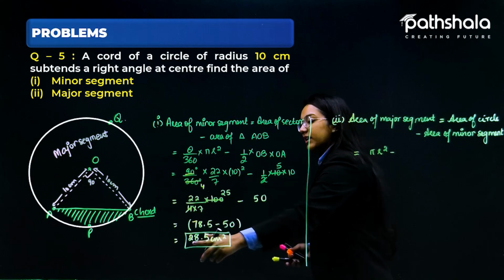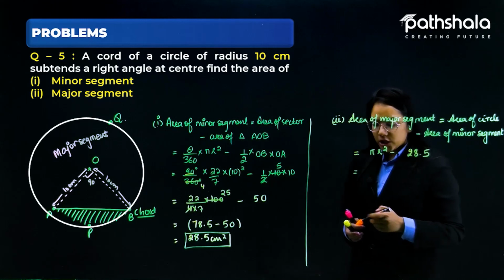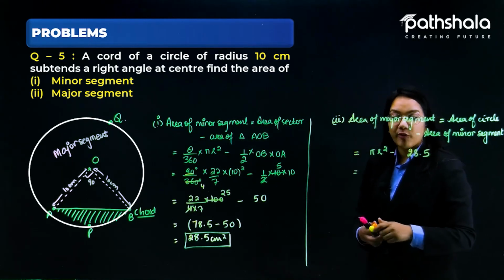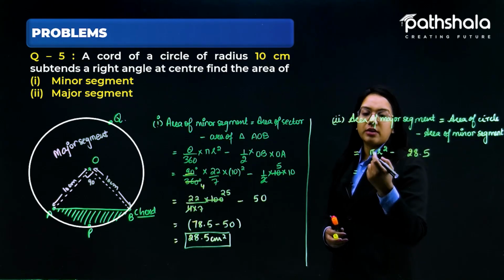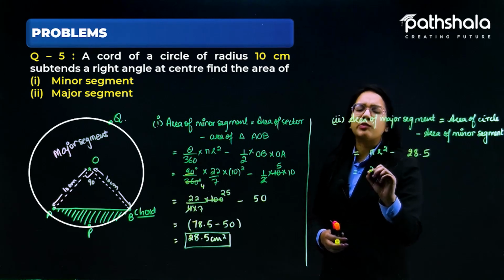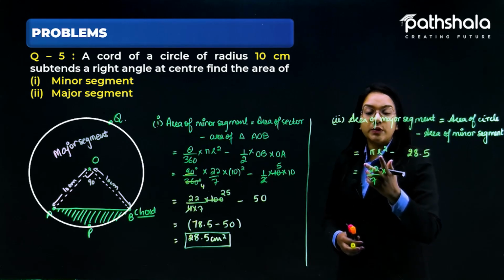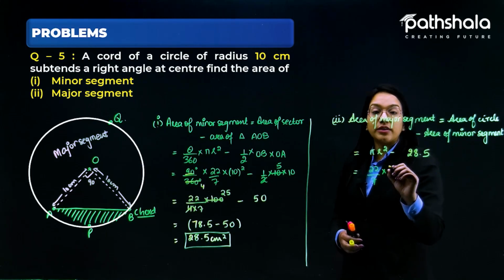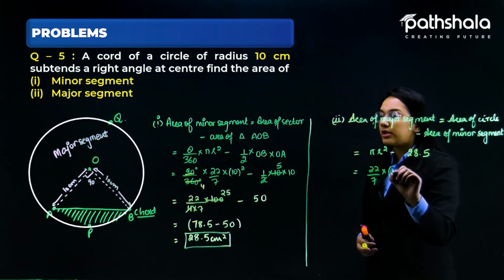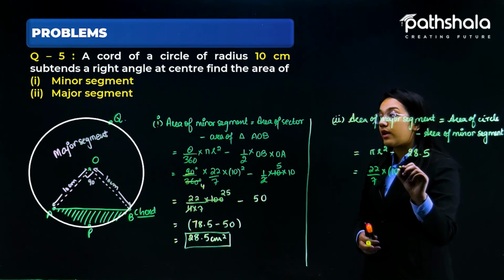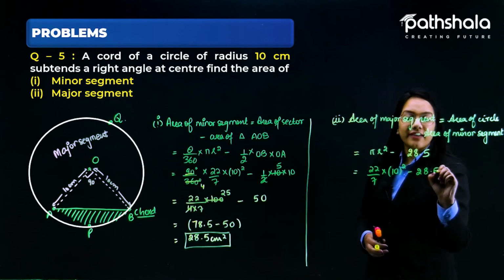So we know that the area of the minor segment is 28.5. For this particular part, if I use the value of pi as 3.14, or you can take the value as 22/7 as well. So let us suppose I take 22/7 rather than 3.14. This is 22/7. The radius of the circle is given to us as nothing but 10. So this is 10 whole square, as you can see over here, 10 whole square minus 28.5.